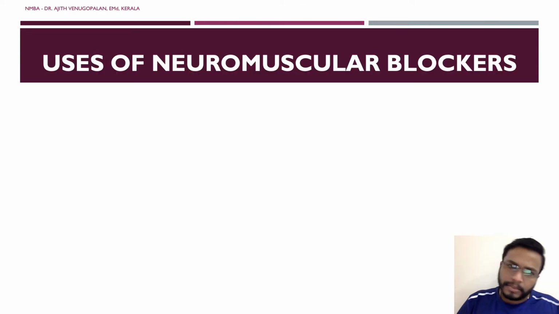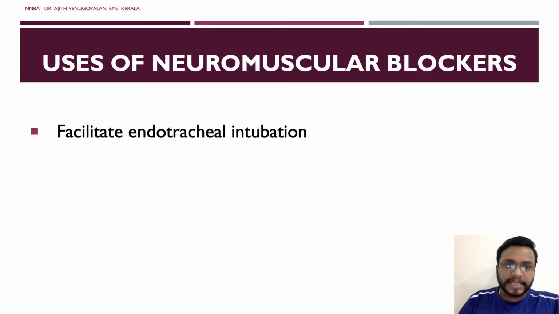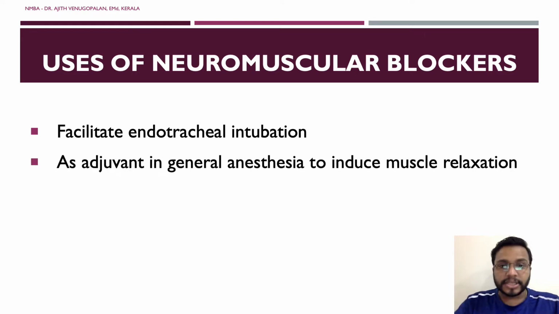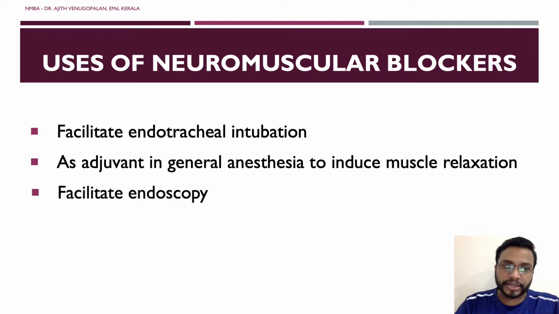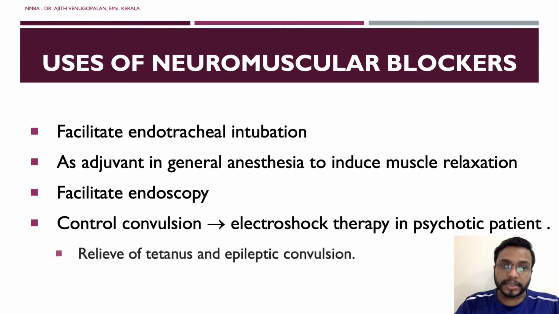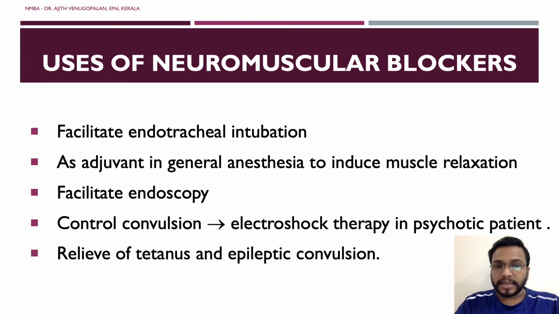Now let's move on to the most common uses of neuromuscular blockers. They facilitate endotracheal intubation. They are used as an adjunct for general anesthesia, again for muscle relaxation. They help in facilitating endoscopy procedures, and for electroconvulsive therapies in psychotic patients to control convulsions. They are also used in certain cases of tetanus and epileptic convulsions. So these are the different uses of neuromuscular blockers. From the ER point of view, they are mostly used for rapid sequence intubation.